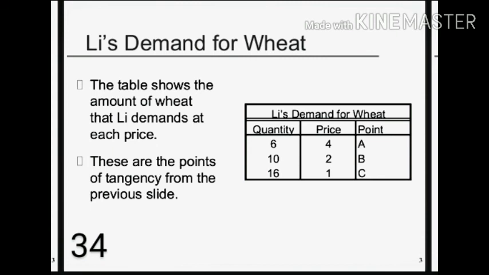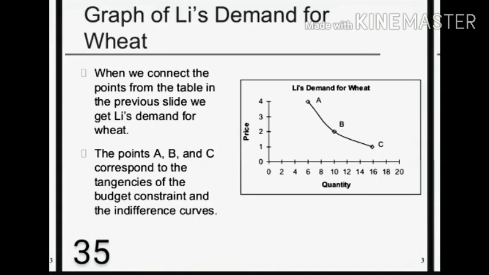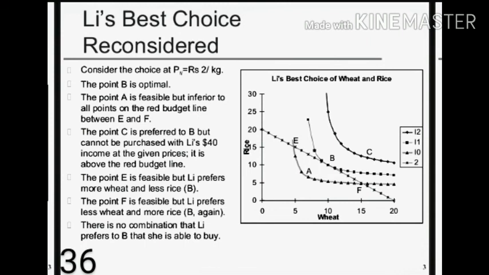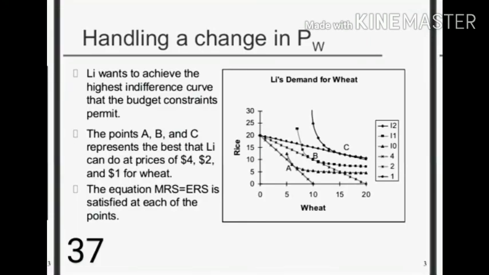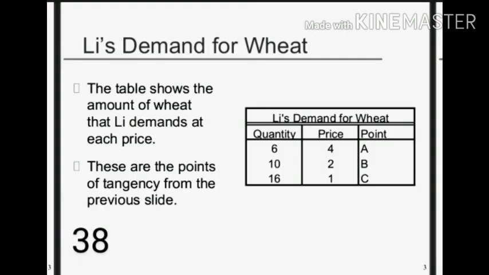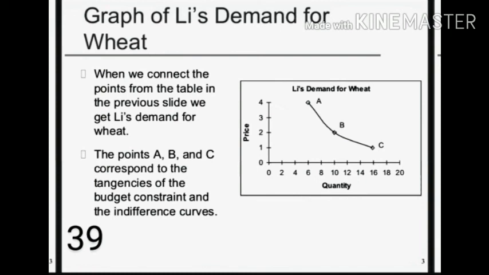The table shows the amount of wheat that Lena demands at each price. These are the points of tangency from previous slides of the budget line. This shows the graph of Lena's demand for wheat in indifference curve analysis. And these are Lena's best choices in the indifference curve. Here also, Lena wants to achieve the highest indifference curve within her budget constraint.